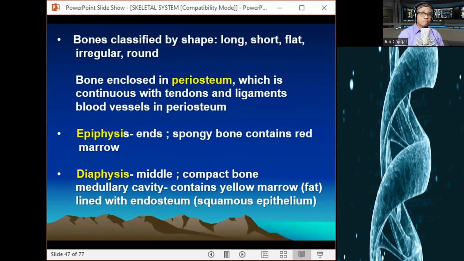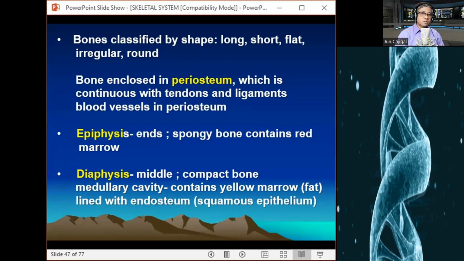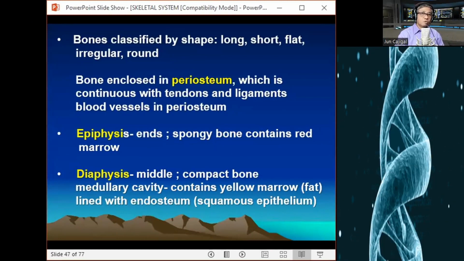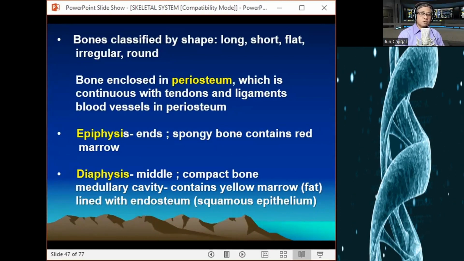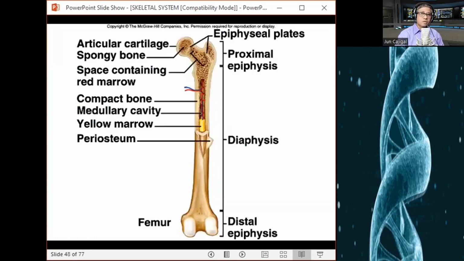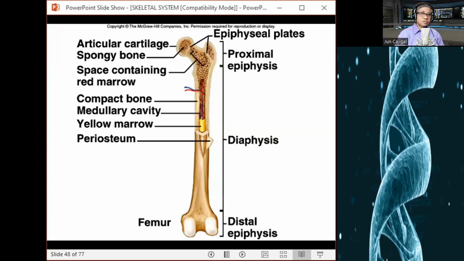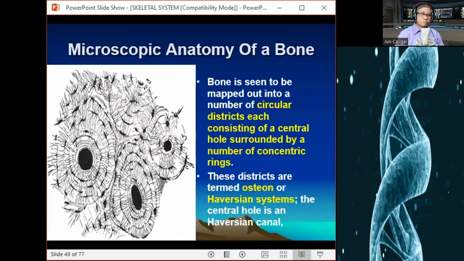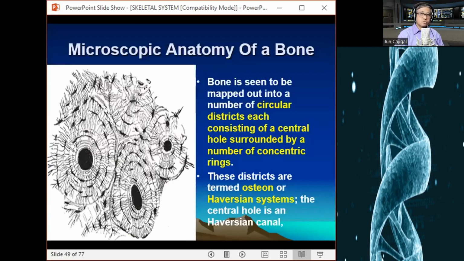Alright, so I guess that's it for that video on the parts of a typical long bone. And I hope that video had helped you a lot in identifying the parts of a typical long bone. Alright, so I guess we can now proceed with the microscopic anatomy of bone tissue.